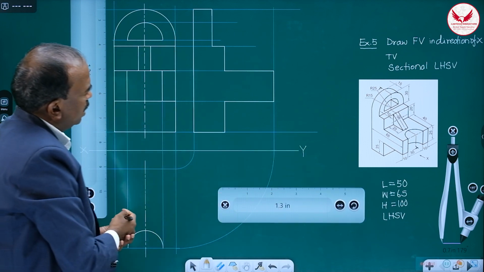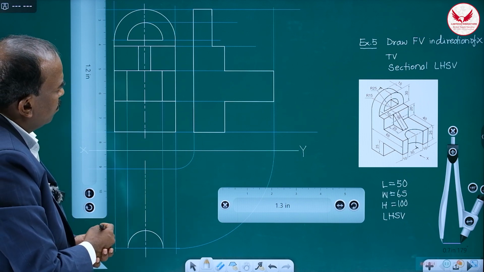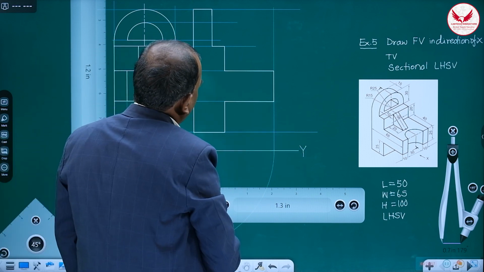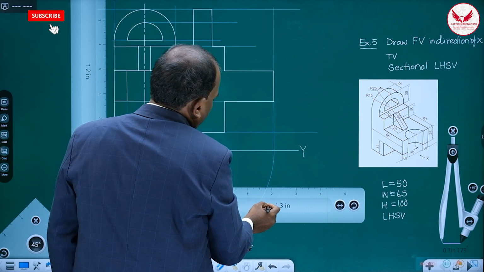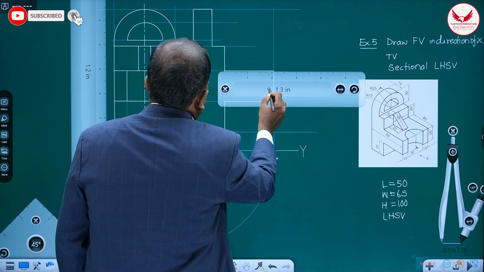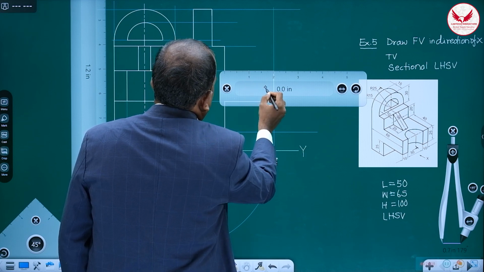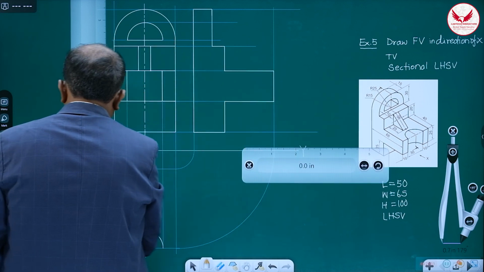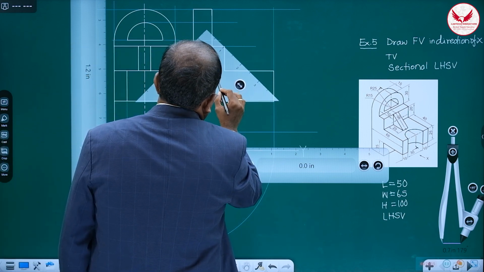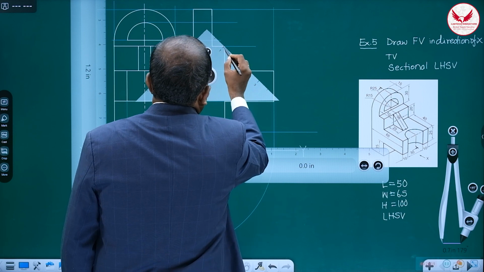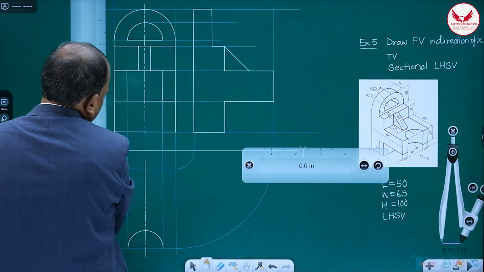So the major portion is almost over. Then what is the other visible part over here? That rib. Then how we can mark that rib? So at a distance of 20, at a distance, so it is 40. And at a distance of 20, we can mark the point. And simply we can join it. How we can join it? From this point to this point. This is the rib.